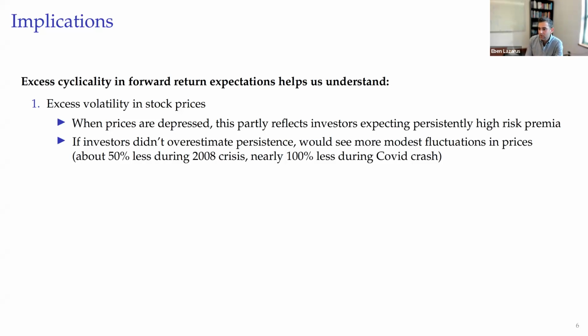First, it matters for understanding variation and volatility in stock prices. So when we see prices drop, that partly reflects that for a given level of cash flow expectations, investors expect persistently high returns and risk premia going forward. Now, you go ask them after the fact, and it seems as if the market didn't realize how quickly their own sense of the risk premium would mean revert. And if they understood ex ante the persistence of the equity premium, then that would mean prices would drop by less upfront. And so we would see more modest fluctuations in prices. So we're going to put some numbers on that calculation.